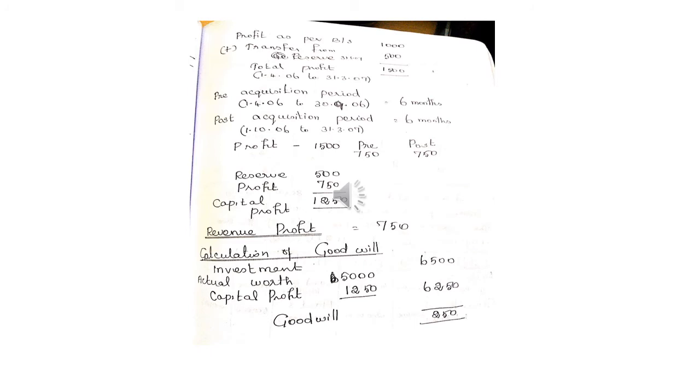In this problem, we have to find out the calculation of goodwill or reserve. So total investment is 6,500. Actual worth is 5,000. So capital profit 1,250. So the amount total is 6,250. The difference between the 6,500 and 6,250, the amount is 250. It is called goodwill. Now we have to calculate capital profit, revenue profit and goodwill.